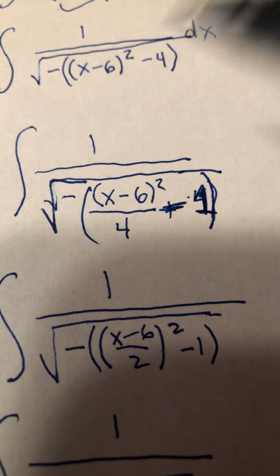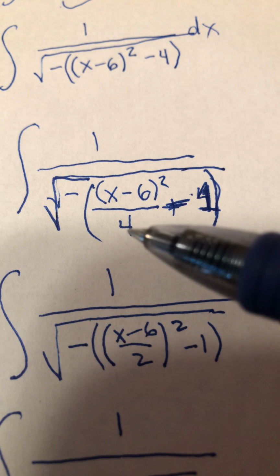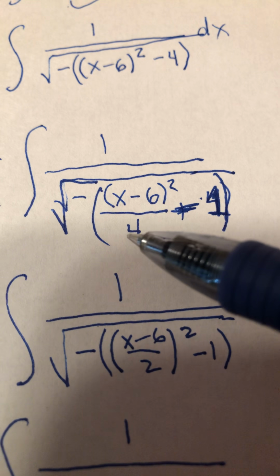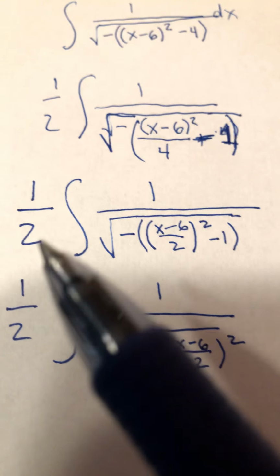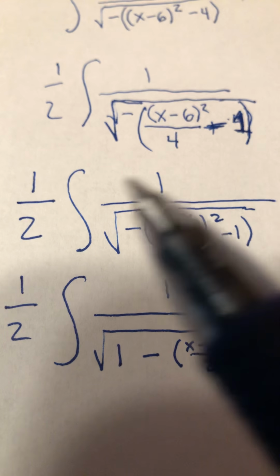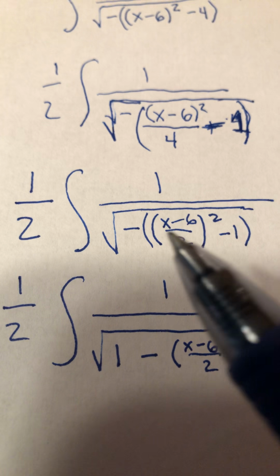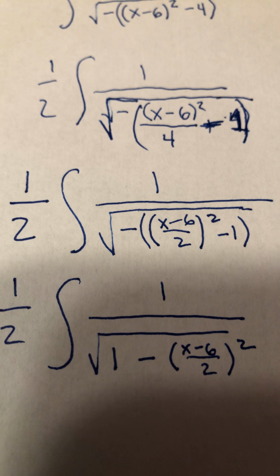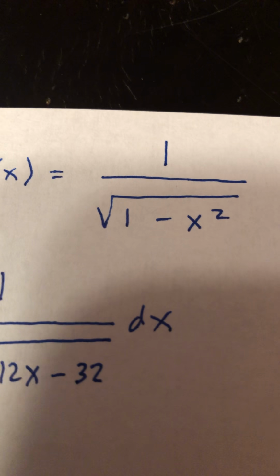Well, if you remember, 4 is the same thing as 2 squared, so rather than have it outside of the parentheses, let's put it on the inside of the parentheses. So there we go. We have 1/2. We have 1 over the square root of negative, and then the parentheses, the quantity x minus 6 over 2 squared minus 1. Now, ladies and gentlemen, again, we are trying to get it to look like this.